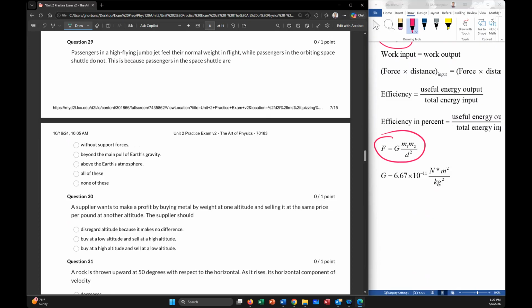Okay. Number 29. Passengers in a high-flying jumbo jet feel their normal weight in flight, while passengers in the orbiting space shuttle do not. This is because passengers in the space shuttle are without support forces, which makes sense. So beyond the main pull of the Earth's gravity, above the Earth's atmosphere, all of this. So yeah, the right answer is without the support force.